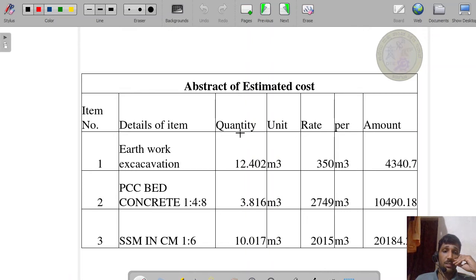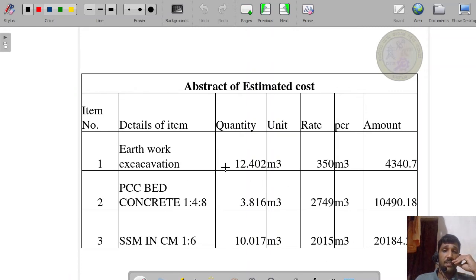Here first column item number, second details of item, third column quantity, fourth column unit, fifth column rate, next per, next amount. Now first item, earthwork excavation, we got it 12.402 meter cube and assumed rate 350 rupees per meter cube. PCC bed 3.816 meter cube, rate 2749 per meter cube. SSM in CM 1:6, 10.017 means 10.02 meter cube, and rate per meter cube 2015.